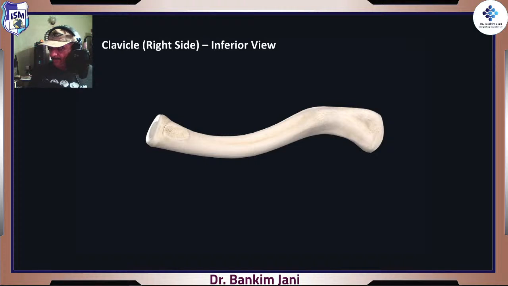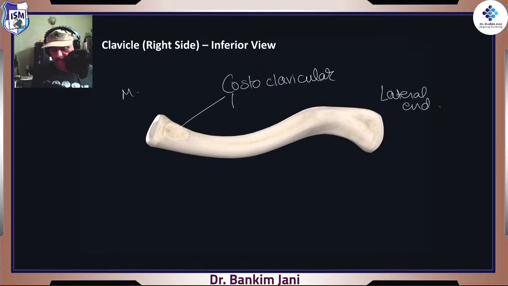So first thing first, we'll see that that's the lateral end, right, and then there is a medial end. Okay, and over here, this rough surface is for the costoclavicular ligament. So this is the medial end.